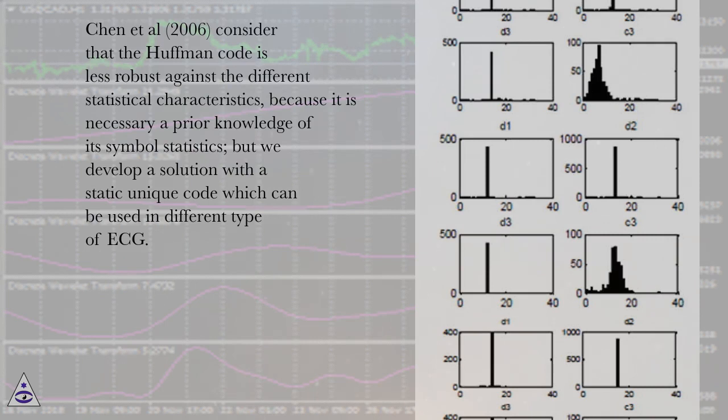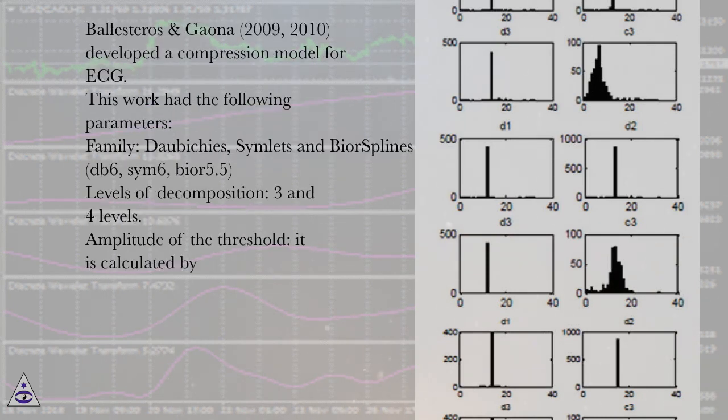necessary a prior knowledge of its symbol statistics, but we develop a solution with a static unique code which can be used in different types of ECG. Ballesteros and Gauna, 2009, 2010, developed a compression model for ECG. This work had the following parameters.